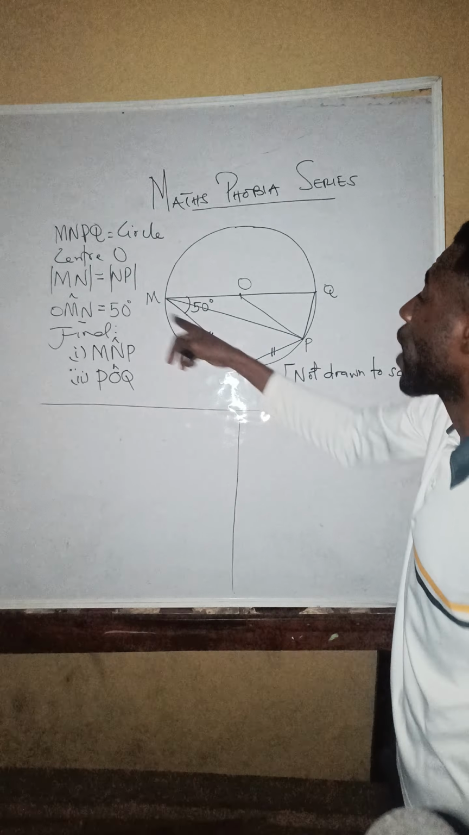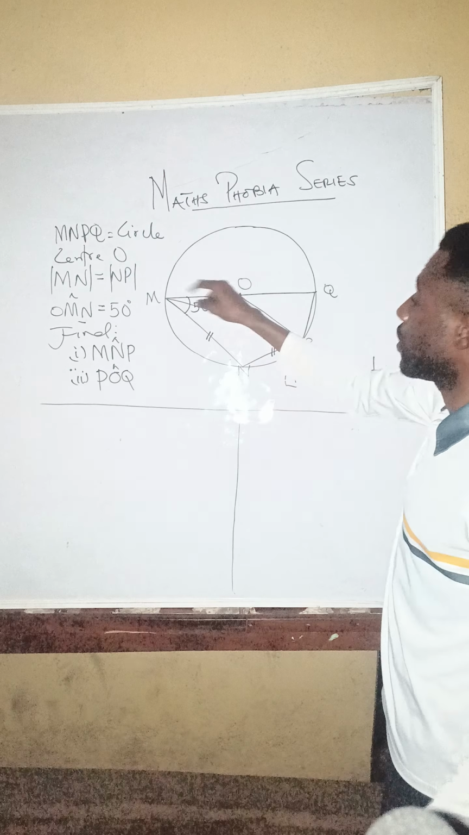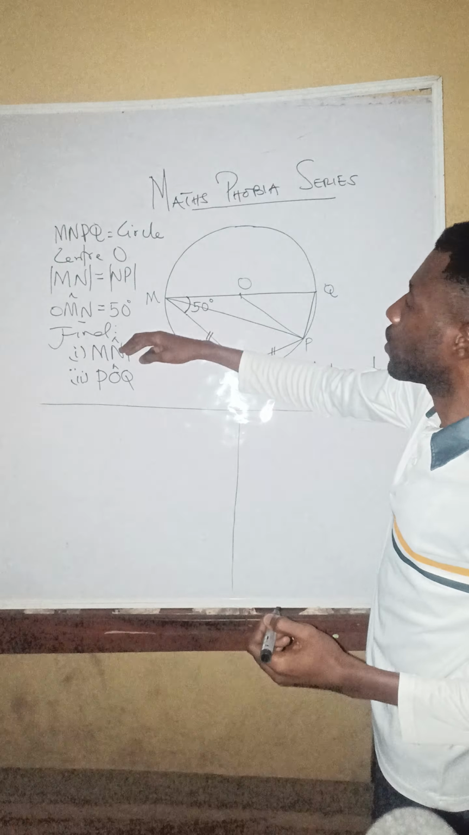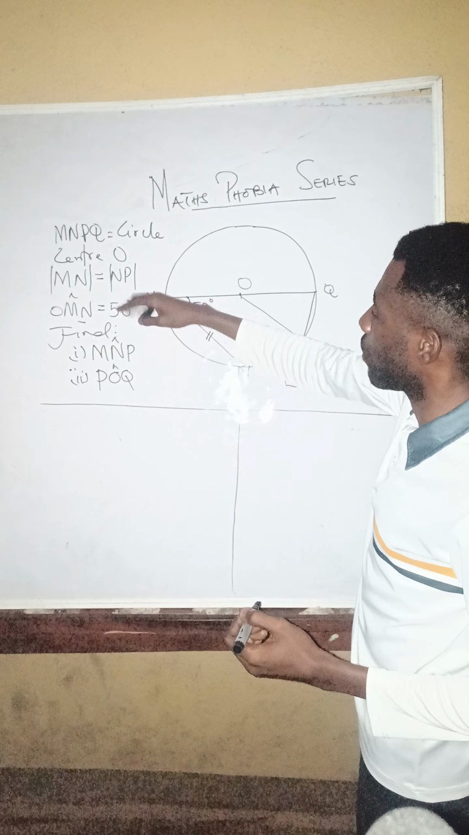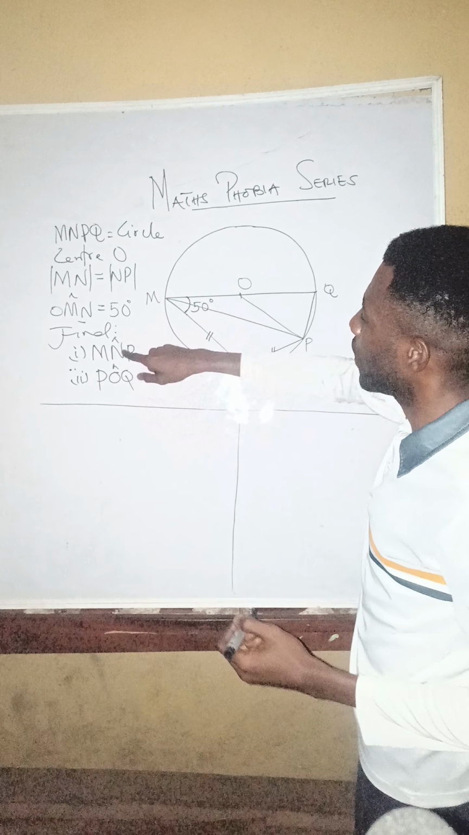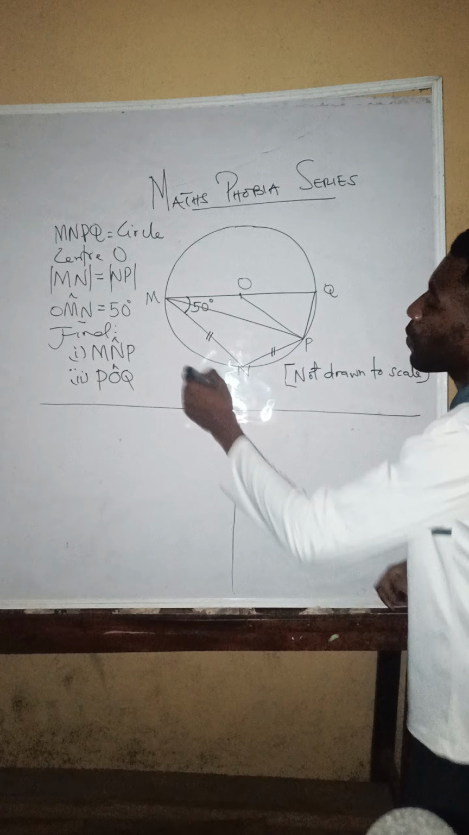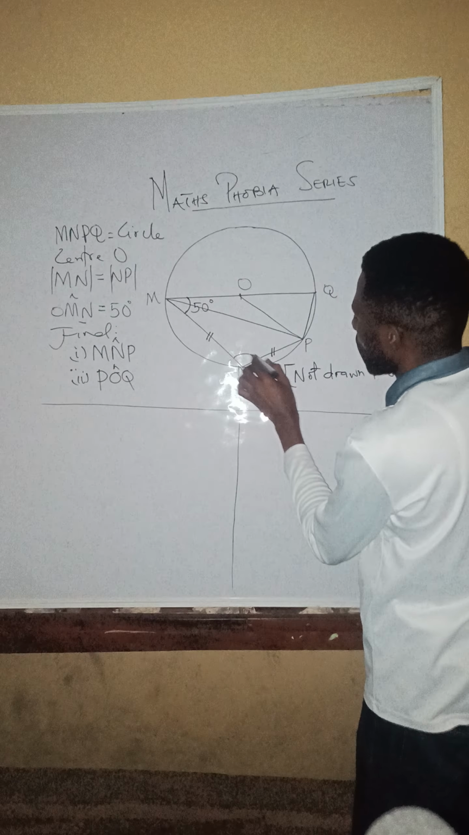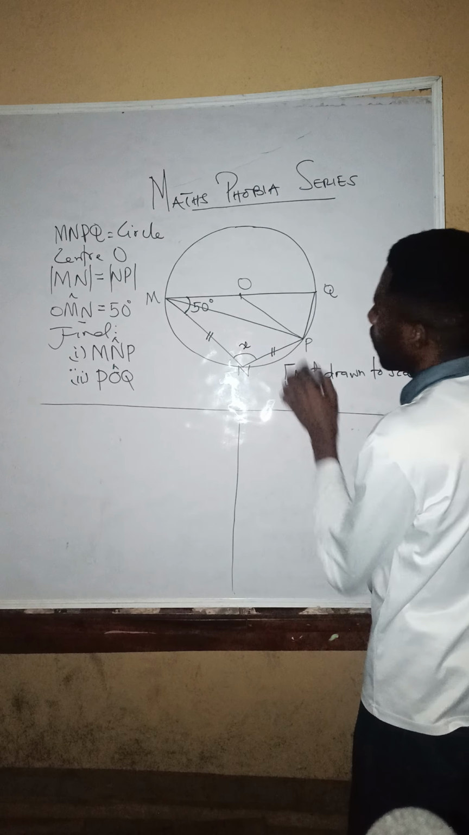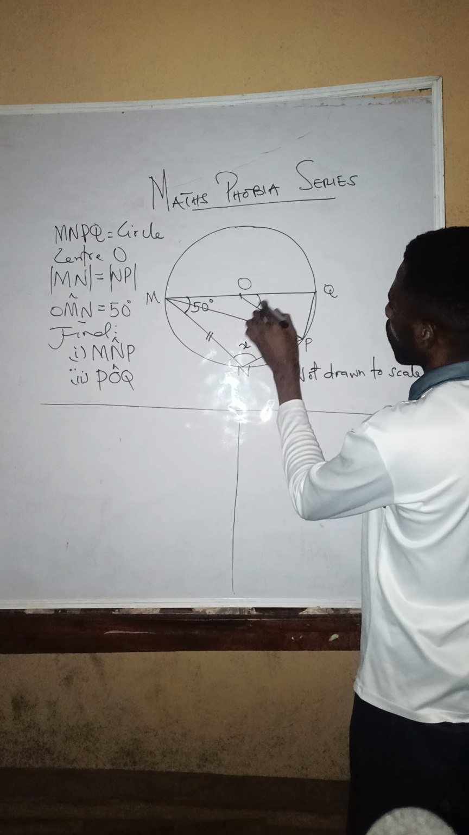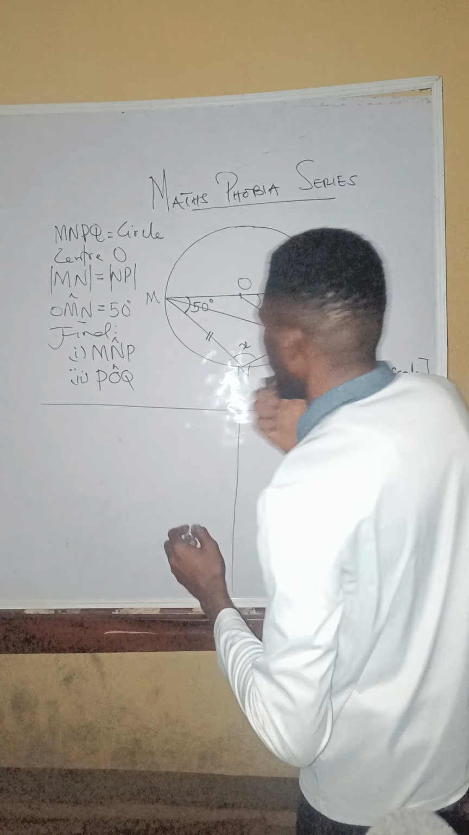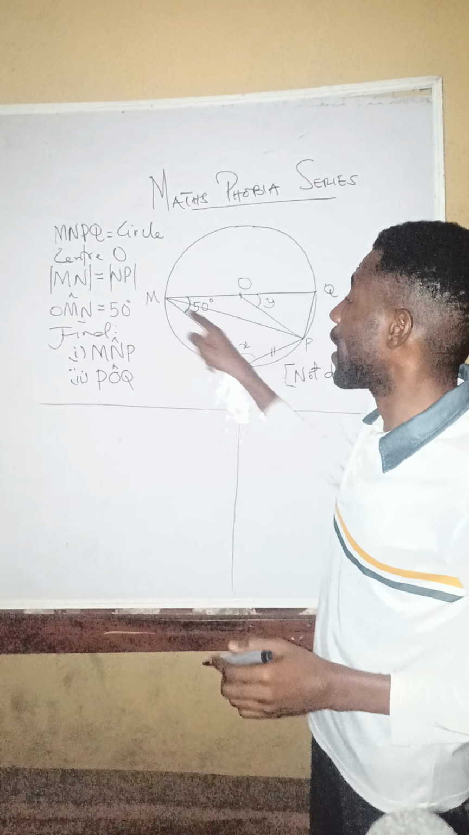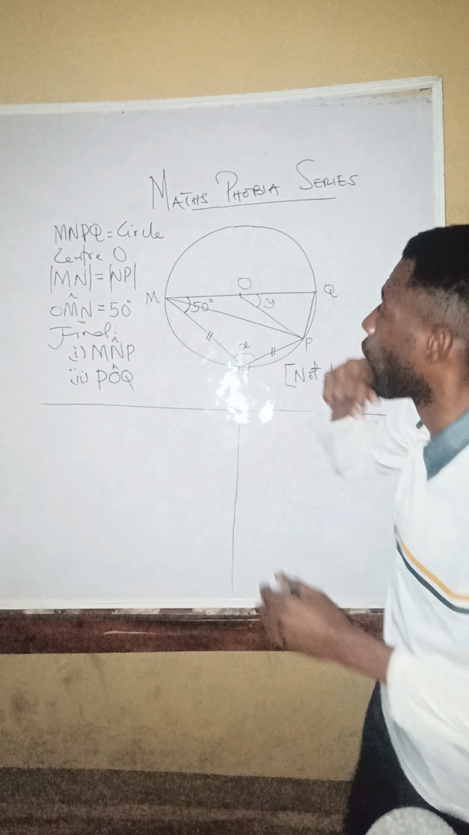We are told that OMN, this side, is 50 degrees, and we have to find MNP and POQ. So let's call MNP X, so that will be easy for us, and POQ, let's call it Y. Now let's start. Don't forget, we don't have much. The only condition we have given to us in the question is that an isosceles triangle is present.